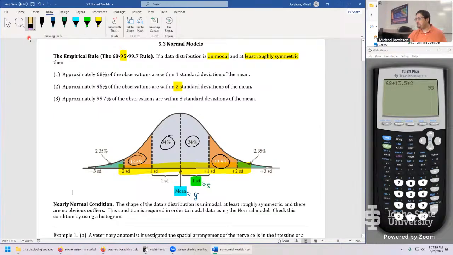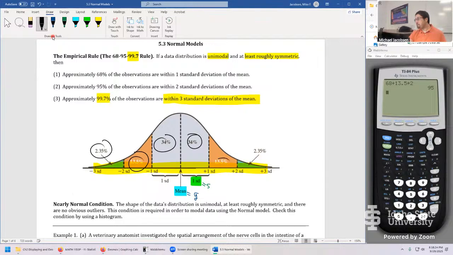Okay, there's 3 parts to the rule. The third part of the rule says about 99.7% of the observations, so nearly every piece of your data, should be within 3 standard deviations of the mean. So that's going from way out here to all the way out here. And if you added up all of these percentages that you see circled, it would total to 99.7. So that's the last part of the empirical rule.